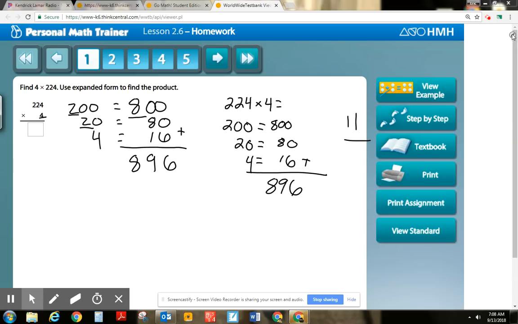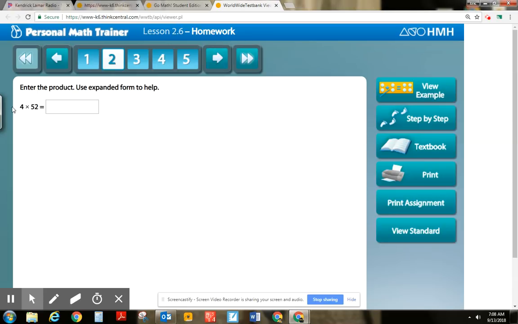All right, let's take a look at the next problem. Question 2, 4 times 52. Right away, I don't like how this is written. I would rewrite it.